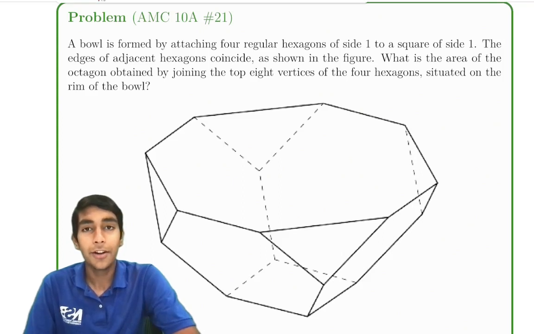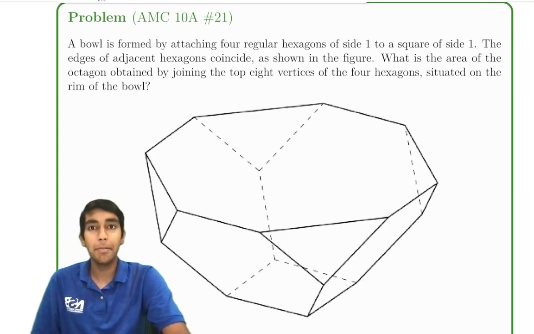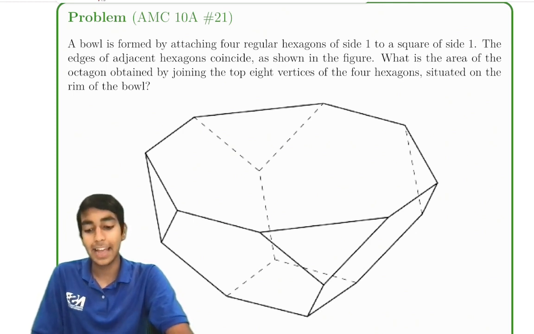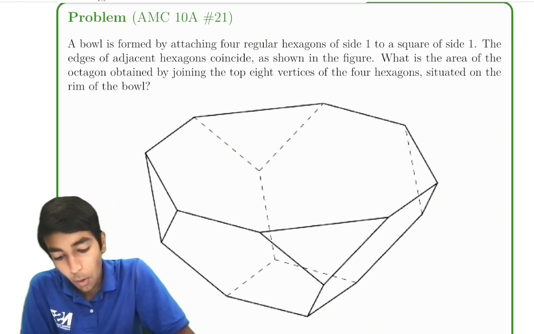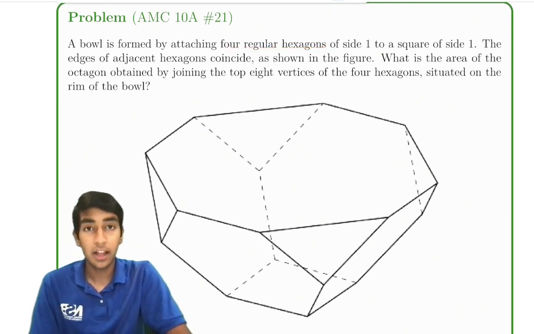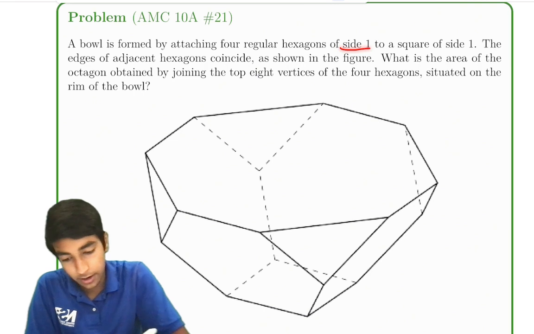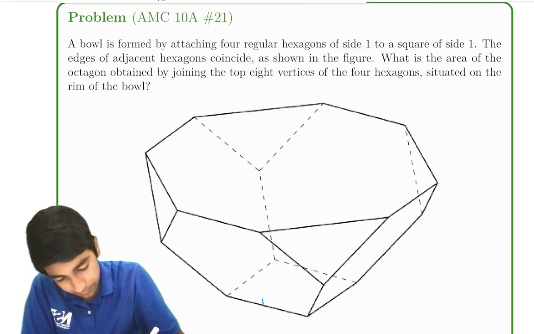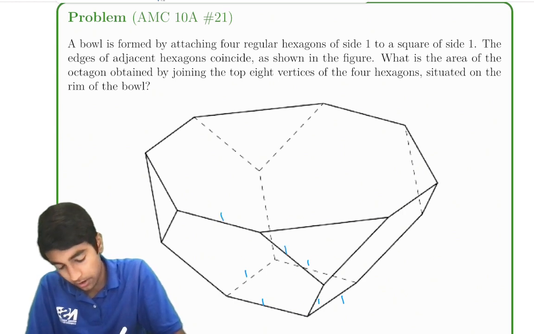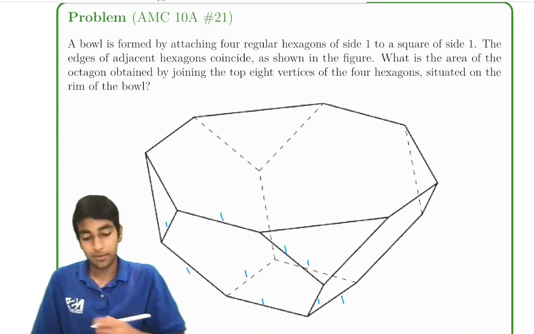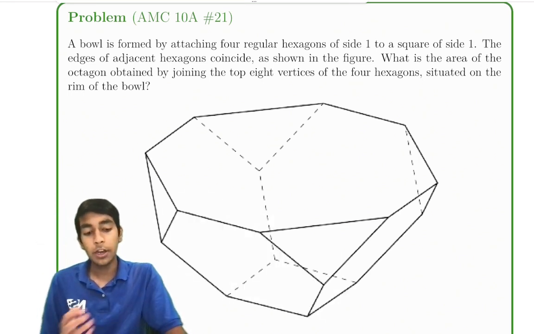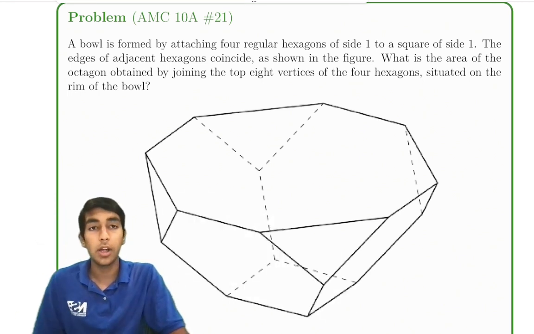Let's now explore this tricky looking 3D geo problem, which is number 21 on the 2022 AMC 10A. A bowl is formed by attaching 4 regular hexagons of side 1 to a square of side 1. So 1, 1, 1, 1, 1, 1. That's probably a lot of ones, so it's confusing, but just know that the square has side lengths 1 and the hexagon also has side lengths 1.